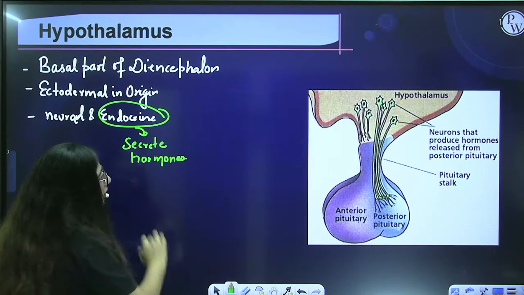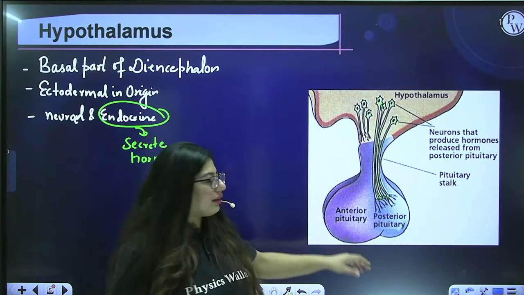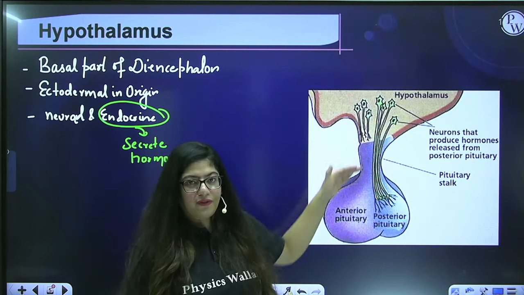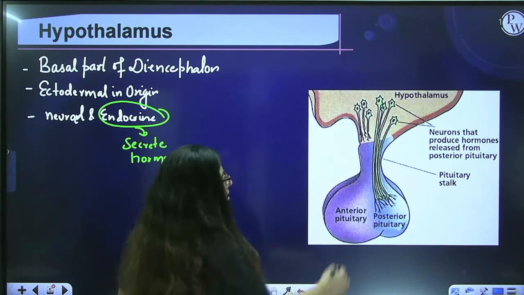As you can see, this portion is the hypothalamus. This portion is the pituitary gland, and both are different glands, connected to each other via this stalk-like structure. You call this the infundibulum. The infundibulum is a stalk-like structure which connects the hypothalamus with the pituitary gland.